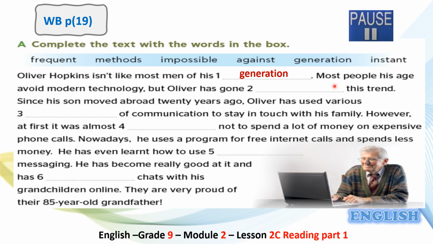And now let's check our answers. Most people his age avoid modern technology, but Oliver has gone against this trend. Since his son moved abroad 20 years ago, Oliver has used various methods of communication to stay in touch with his family. However, at first it was almost impossible not to spend a lot of money on expensive phone calls. Nowadays, he uses a program for free internet calls and spends less money.